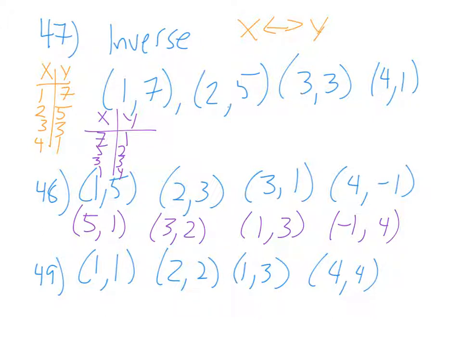And finally, for 49, we have a bunch of ones that have the same points. In fact, those don't change at all. Because if I switch 1, 1, well, it stays 1, 1. The same for 2, 2. 1, 3 is going to become 3, 1, and 4, 4 would stay the same at 4, 4.